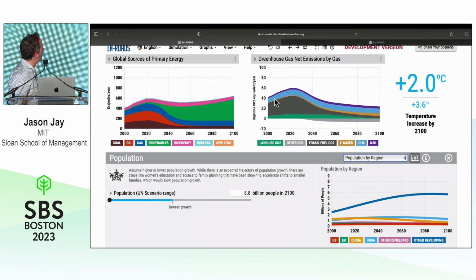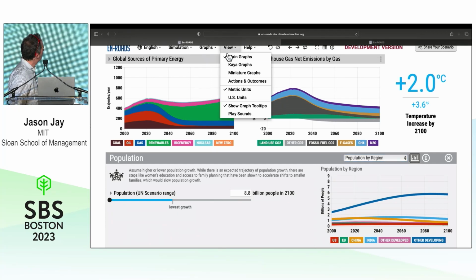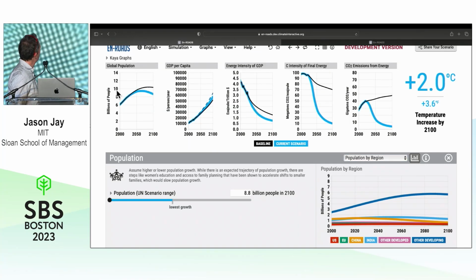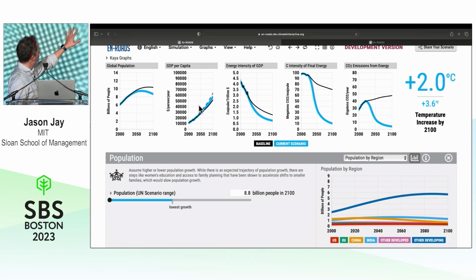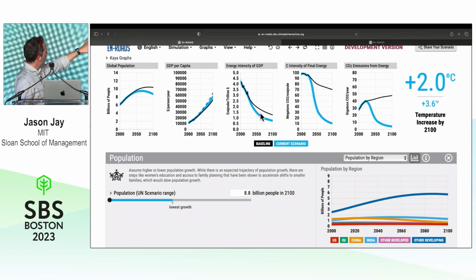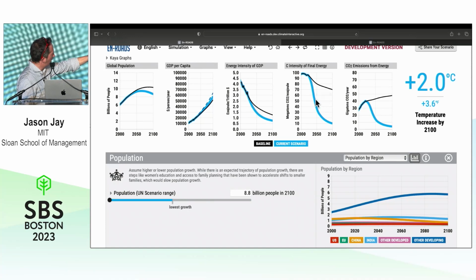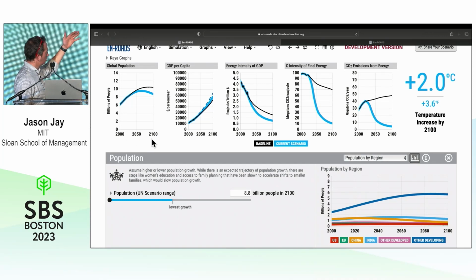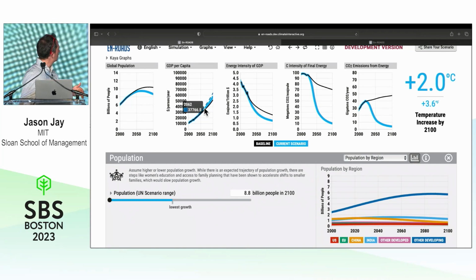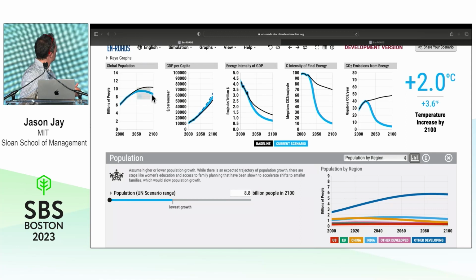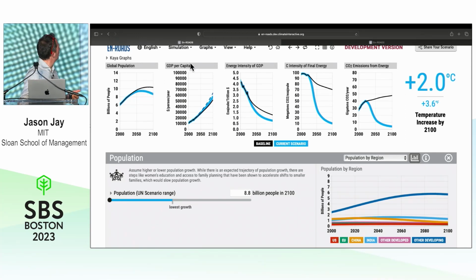So one way to think about that is that we can look at what's called the Kaya identity. So population times GDP per capita times the energy intensity of GDP times the carbon intensity of final energy equals CO2 emissions from energy. And so, you think about that math at the sort of regional level, and when this factor is lower, then this delta doesn't have as much of an impact.